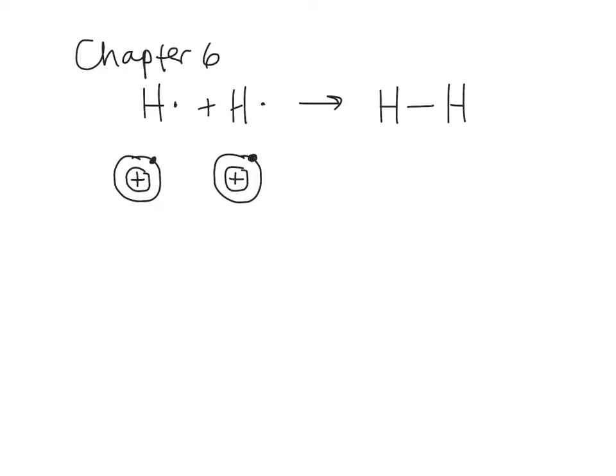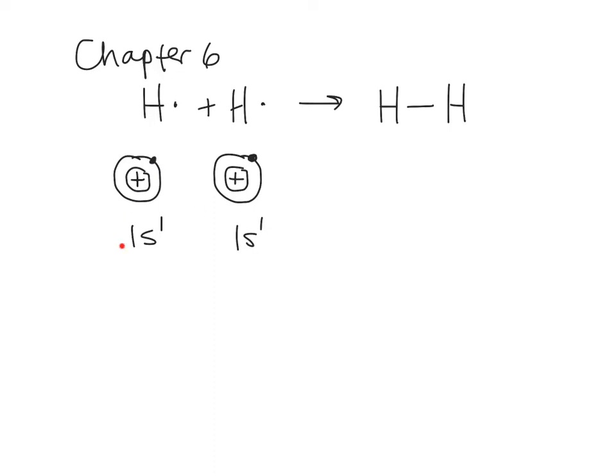Now, if we go back to earlier parts of the semester, one way we can represent this is with a shell model where we've got a single proton and then the valence electron, a single proton and the valence electron. And of course, the other way we've represented hydrogen is with its electron configuration.